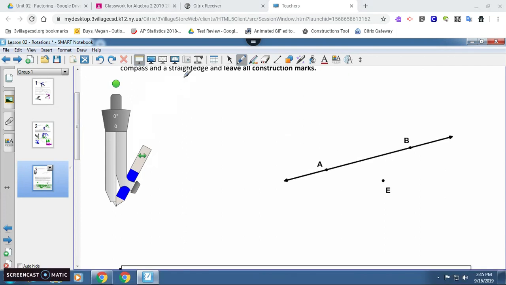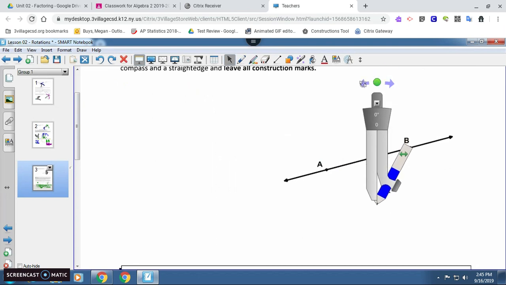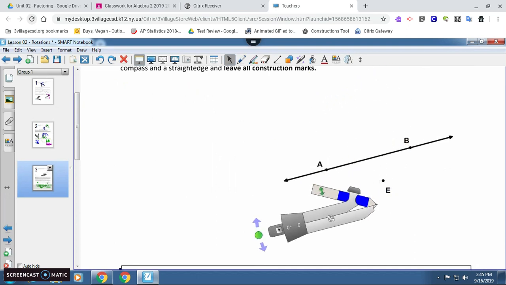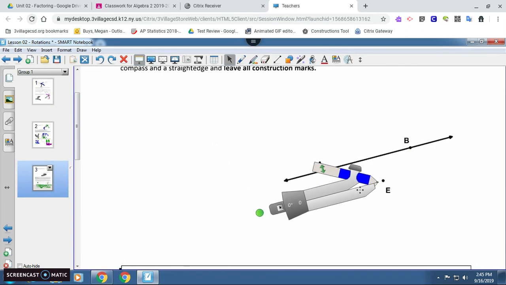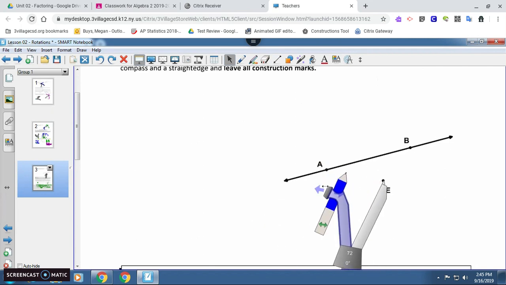I'm always going to start with my compass clear piece at the center. So we've been doing that this whole time. I'm going to make sure that clear piece for us is at E. And we're going to start with A. And I'm going to stretch out so that that's in my compass.